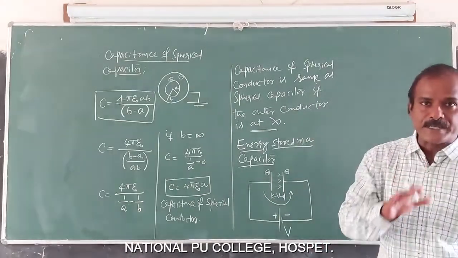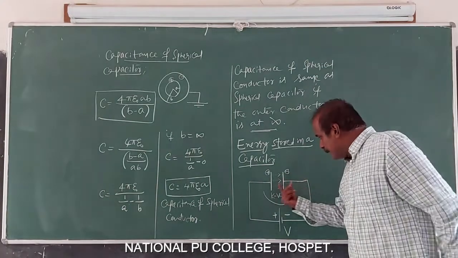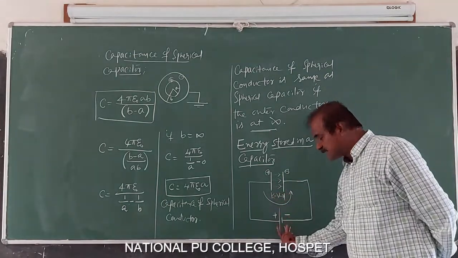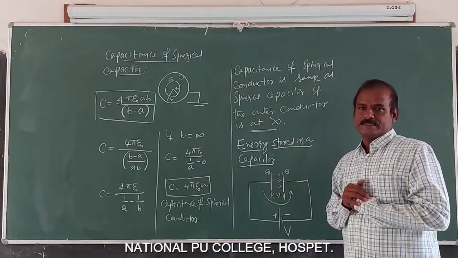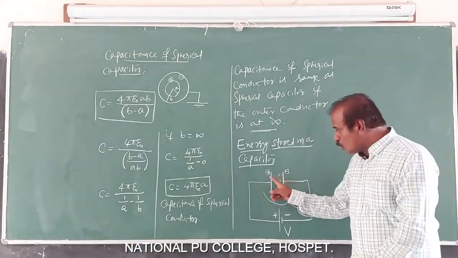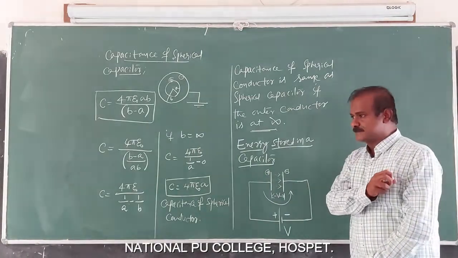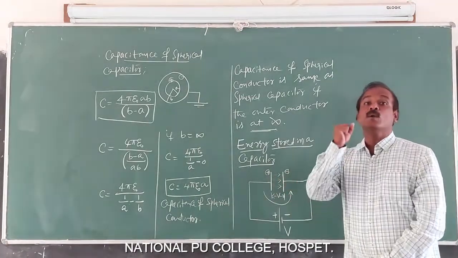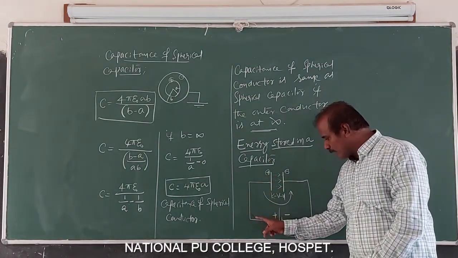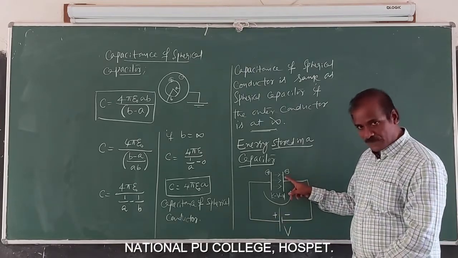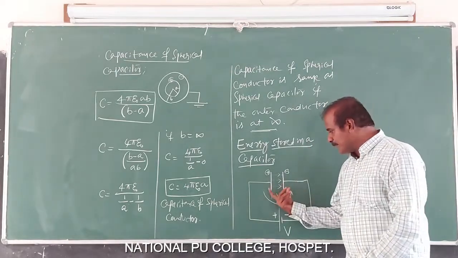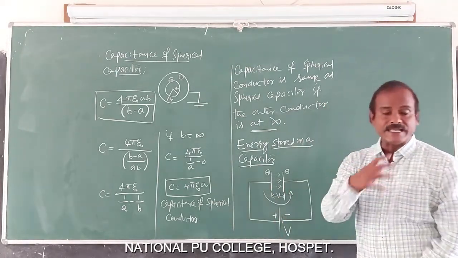How long will it take place? Until the PD, I mean potential difference, between the plates is the same as that of the battery. And this is the work done by the battery in order to pull the electrons from this plate. In order to pull the electrons from this plate, the battery has done work, and those electrons are deposited on the opposite plate. So how long will this take place? Until the potential difference between the plates is the same as that of the battery.